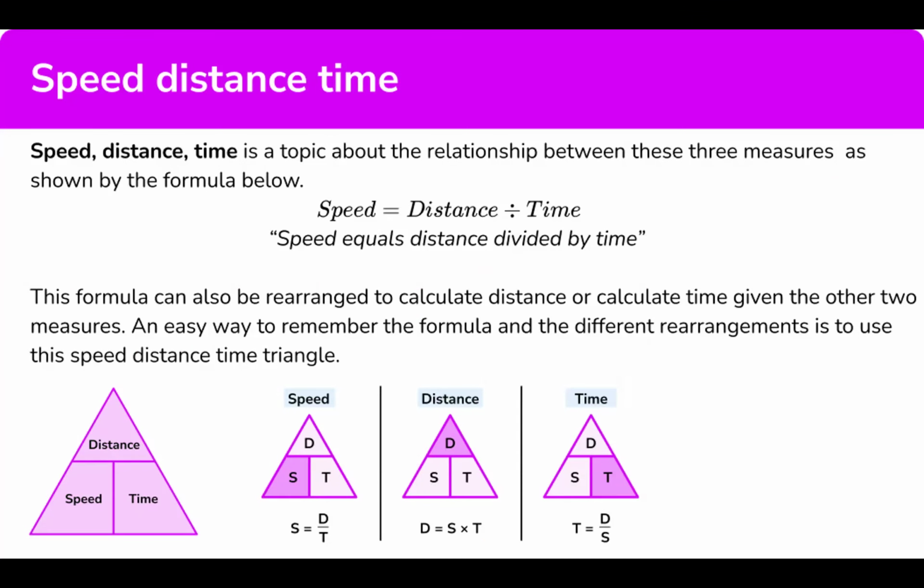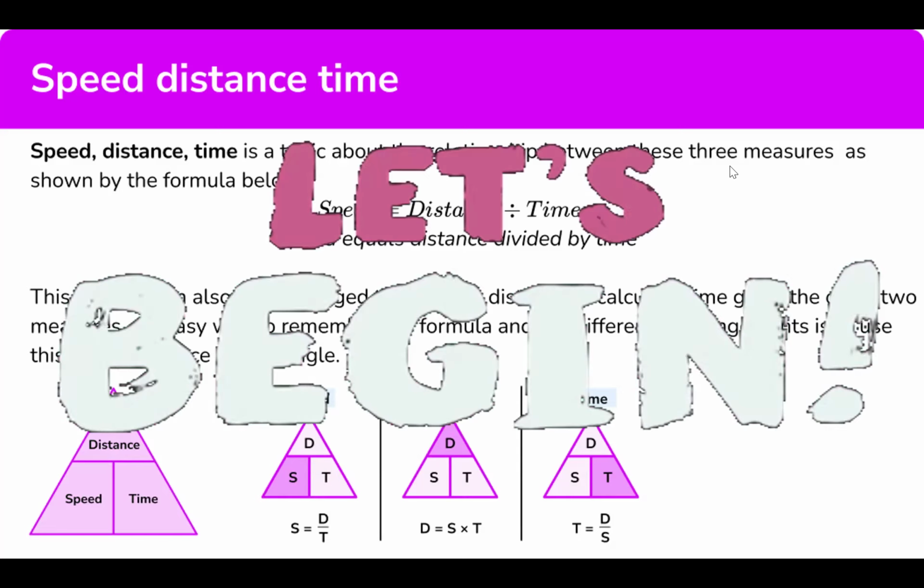Speed, distance, and time is a topic about the relationship between these three measures, as shown by the formula below. Speed equals distance divided by time. The formula can also be arranged to calculate distance or time given the other two measures. An easy way to remember the formula and the different arrangements is to use the speed, distance, time triangle. Let's begin.